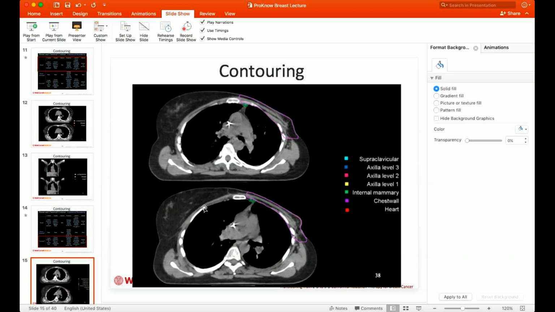So this is an example taken from the RTOG, where again, you can see that the latissimus dorsi is being excluded. And this region here is the axilla, the level 1 axilla, so that's why it's not being contoured. And let me continue.